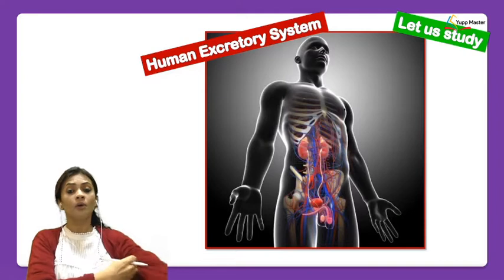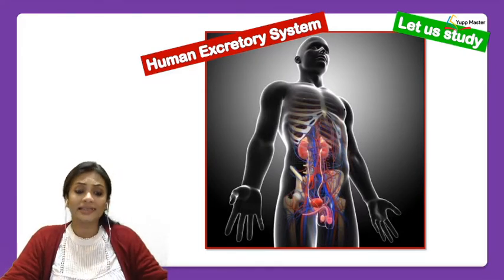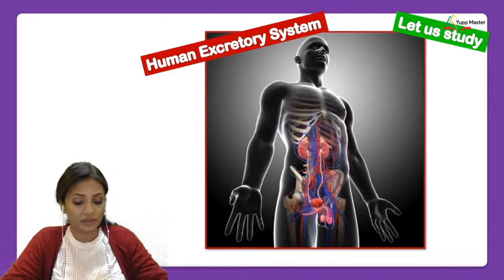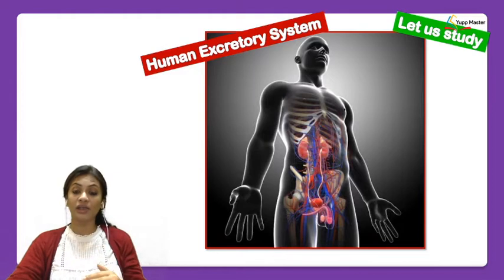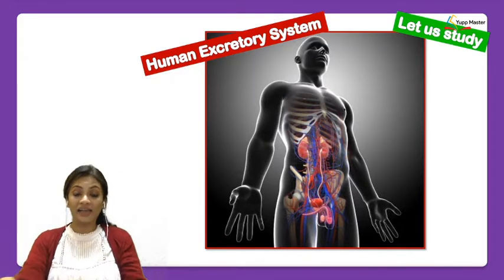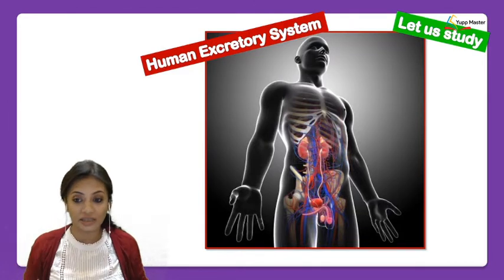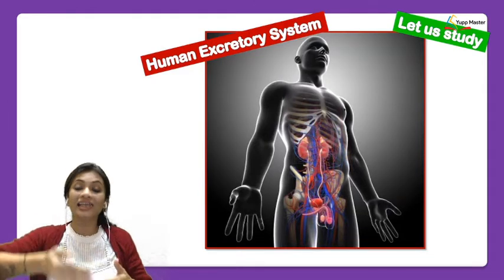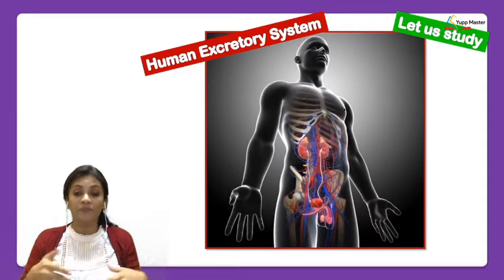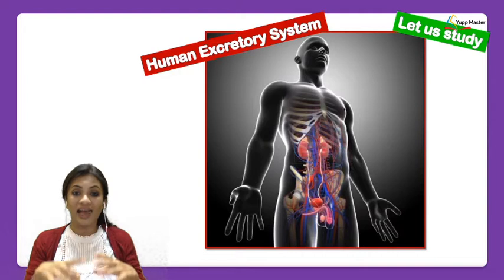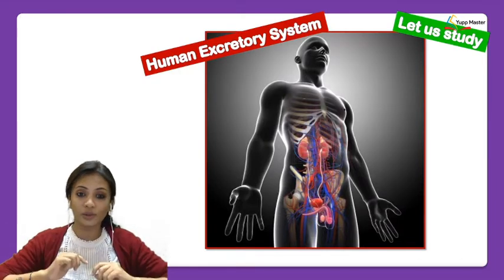Now to begin with, I'd like you to know the basic and exact placement of the human excretory system. The human excretory system is placed in the abdomen, and always remember it is placed behind the digestive system. Okay, it is placed exactly behind the digestive system. So from the front, first comes the digestive system and then behind that comes the excretory system. All right, so let's begin with that.